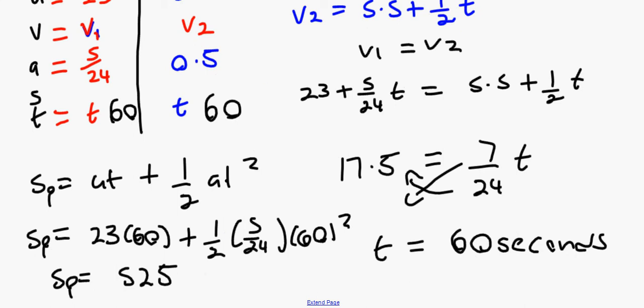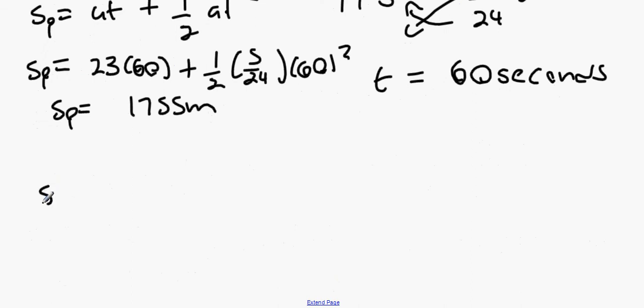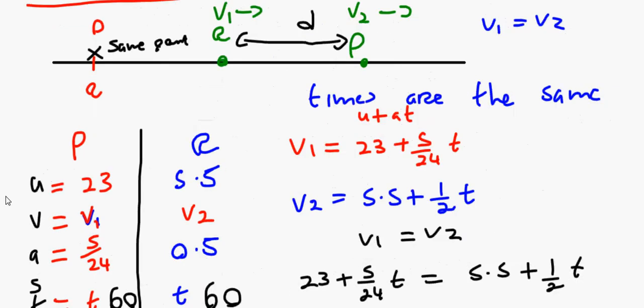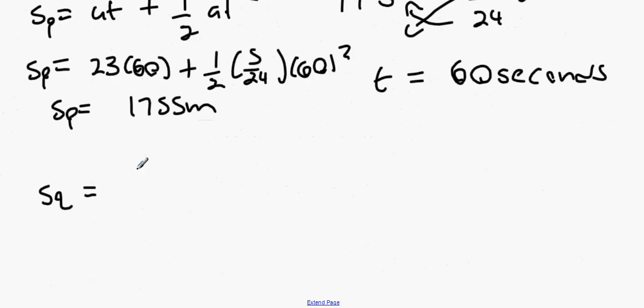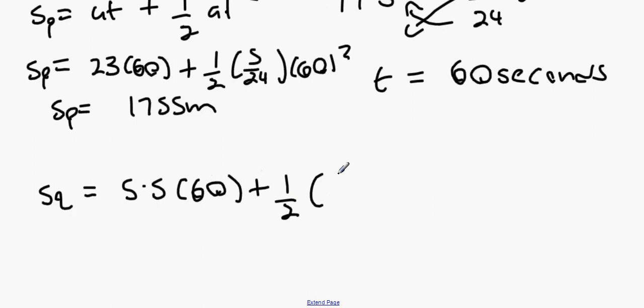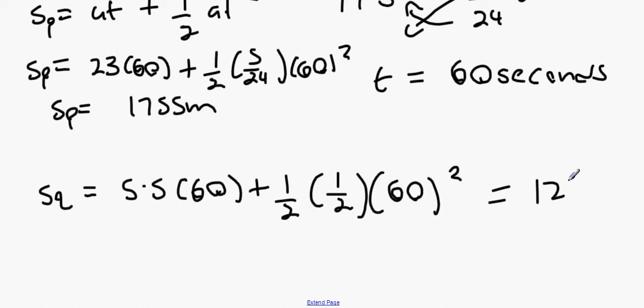When we put that in your calculator, it's actually not 525. It's actually the distance of P is going to be 1,755 meters. And then S of Q is going to be the distance Q covered, and we're expecting P to be ahead of Q, so we're expecting a smaller number for S of Q. So it's going to be 5.5 multiplied by 60 plus a half times a half times 60 squared, and what this is going to get us is 1,230 meters.